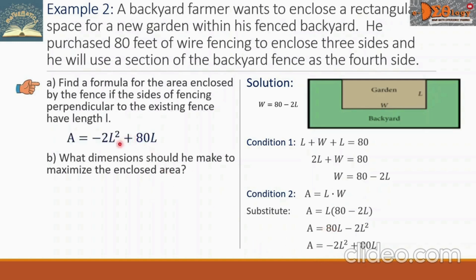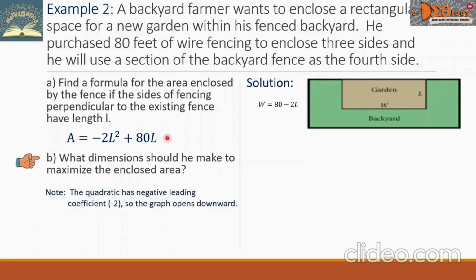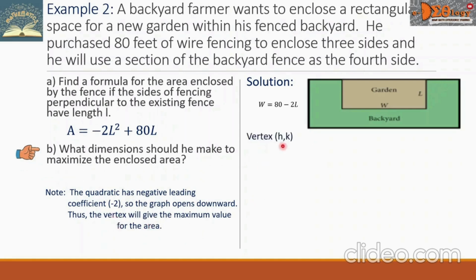This is the answer in our problem A. Let us copy this answer somewhere here. Then we go to problem B. What dimensions should he make to maximize the enclosed area? Note that in our equation here, this quadratic has a negative leading coefficient, that is the negative 2. So the graph, or this parabola, opens downward. Thus, the vertex will give the maximum value for the area. We know that vertex is a point, so vertex is the H, K, the coordinates.